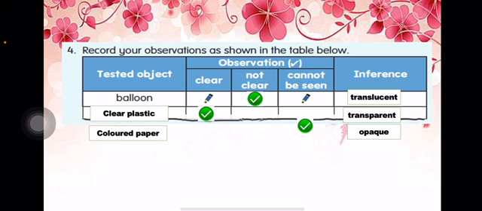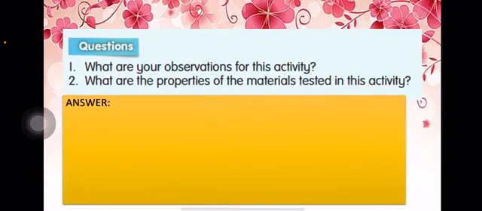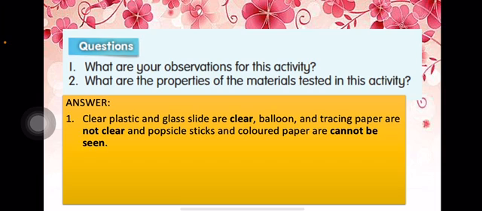Okay, the teacher gives you 3 here. Then you continue with some more objects according to Activity 4 in the textbook, page 148. Let's see the question. What are your observations for this activity? So your observation is: clear plastic and glass slide are clear. Balloon and tracing paper are not clear. And popsicle stick and color paper cannot be seen.